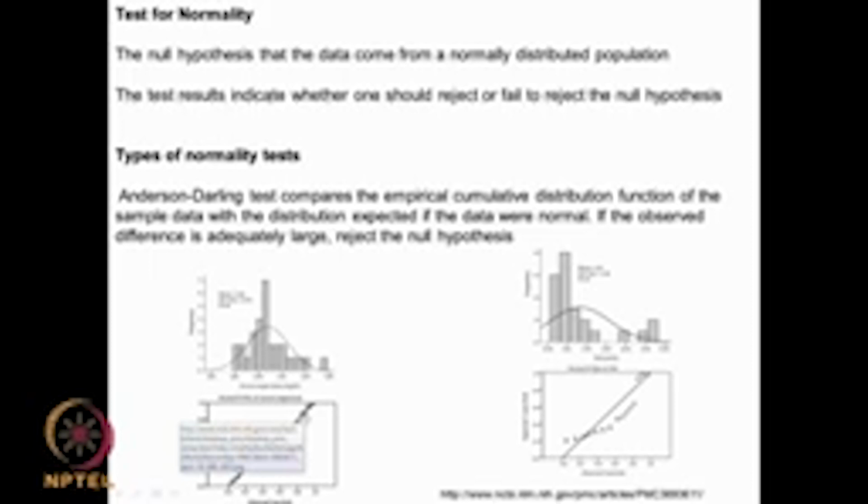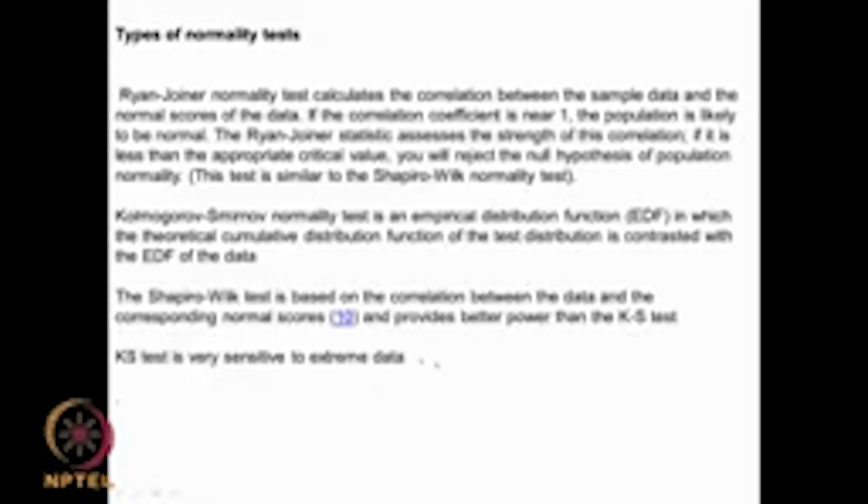If they do not fall on that line, then we can say that the data does not come from a normal population, as this example shows, which is taken from this particular reference paper. Otherwise, the Ryan-Joiner or the Shapiro-Wilk test calculates a correlation coefficient between the sample data and the normal scores of the data, and if the correlation coefficient is high, we can say it is very strongly correlated to be a normal distribution. Another method called Shapiro-Wilk is also similar to this Ryan-Joiner method, which is based on a correlation.